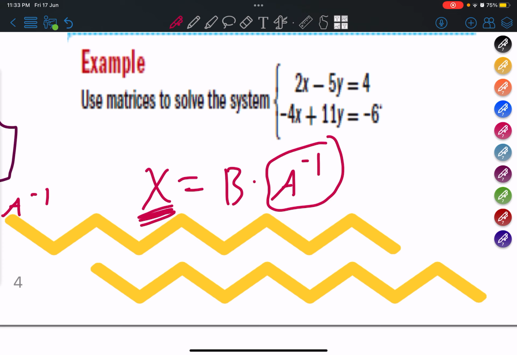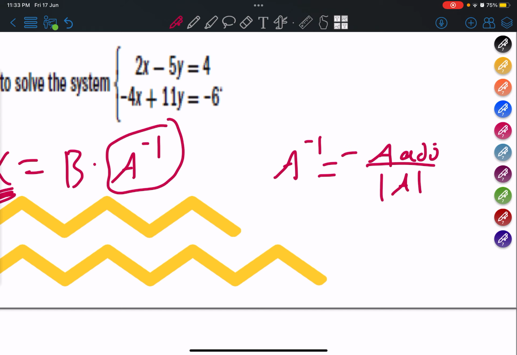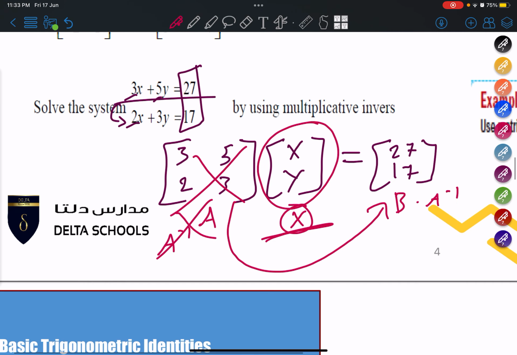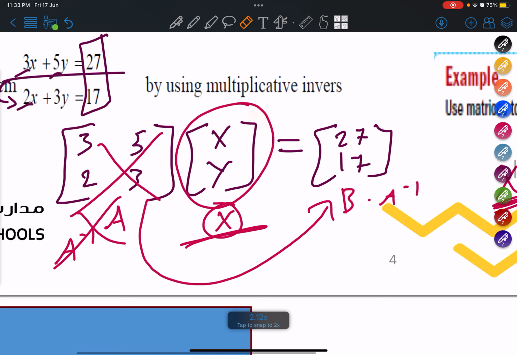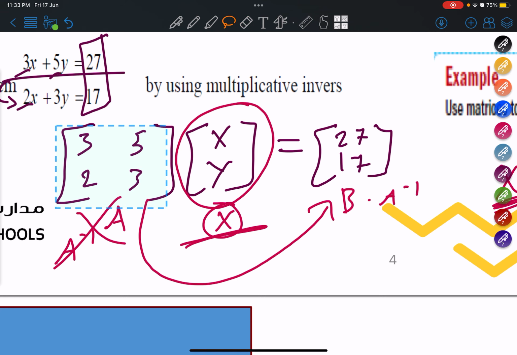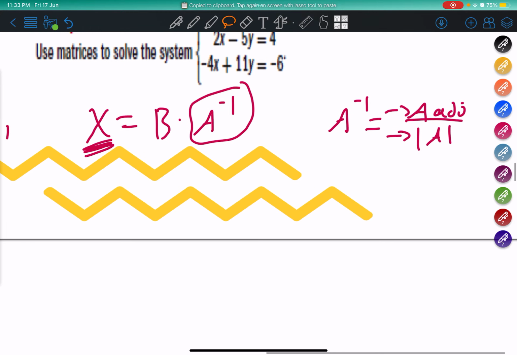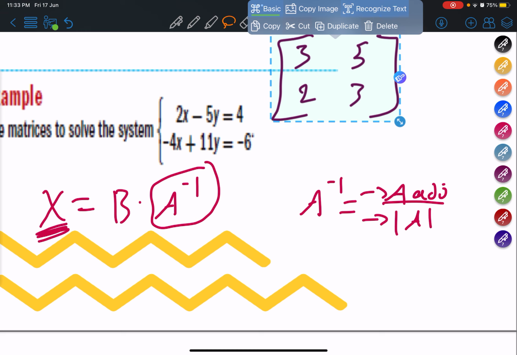So what is A inverse? A inverse is basically equal to A adjoint over A determinant. Now, what is each of these? Okay, so A adjoint, we can solve using, let's use the matrices that we'll be working with.